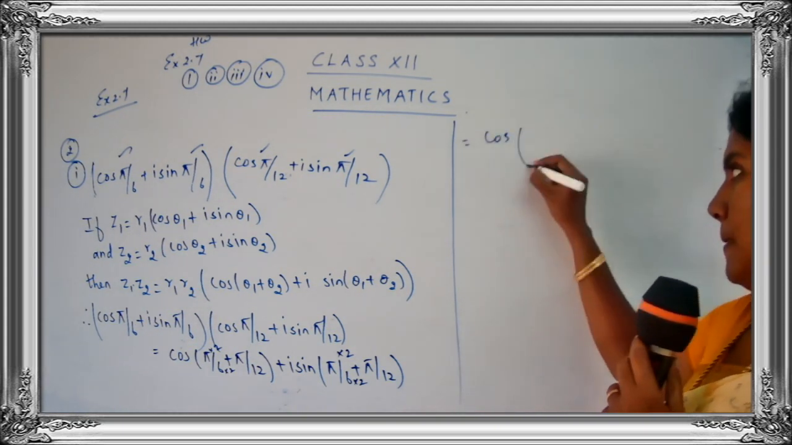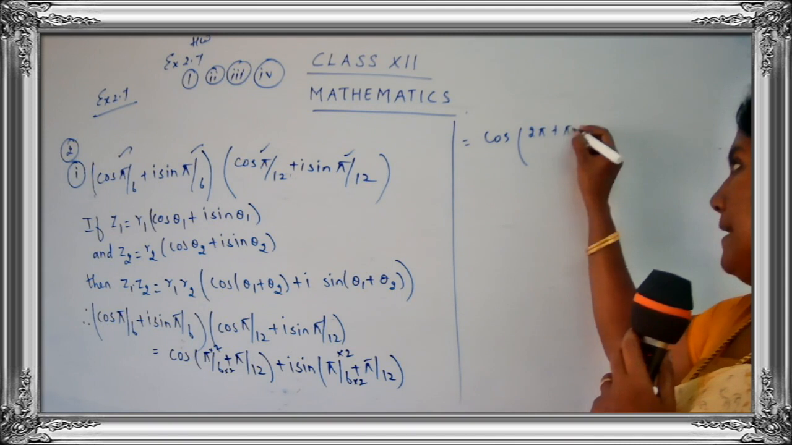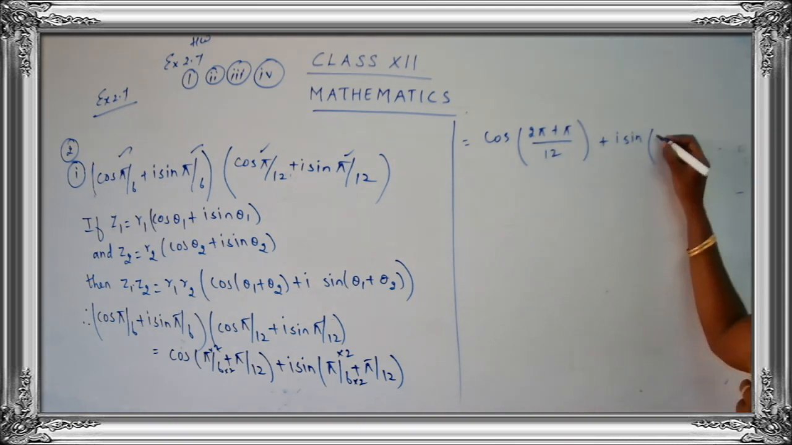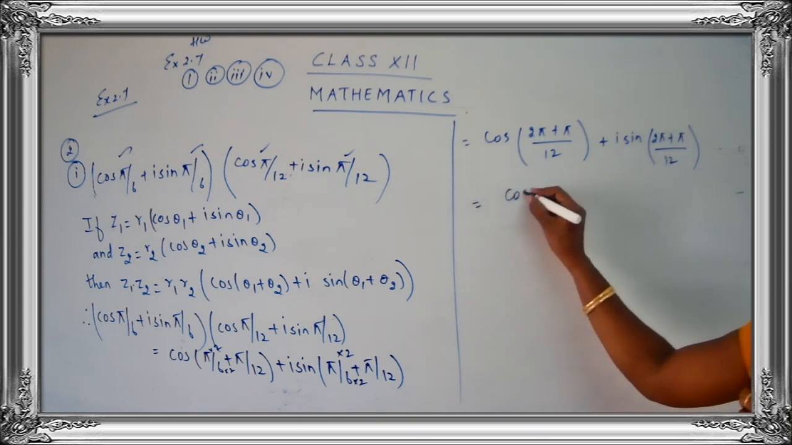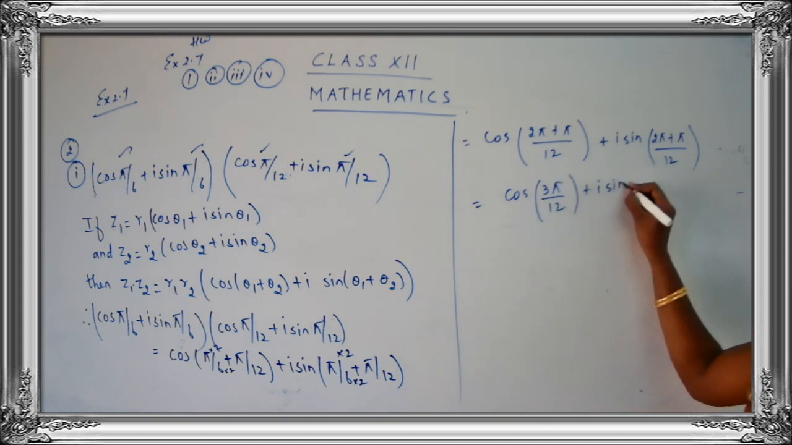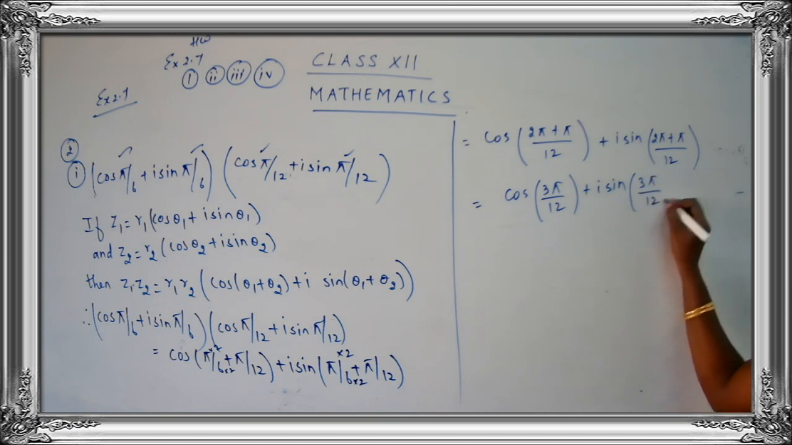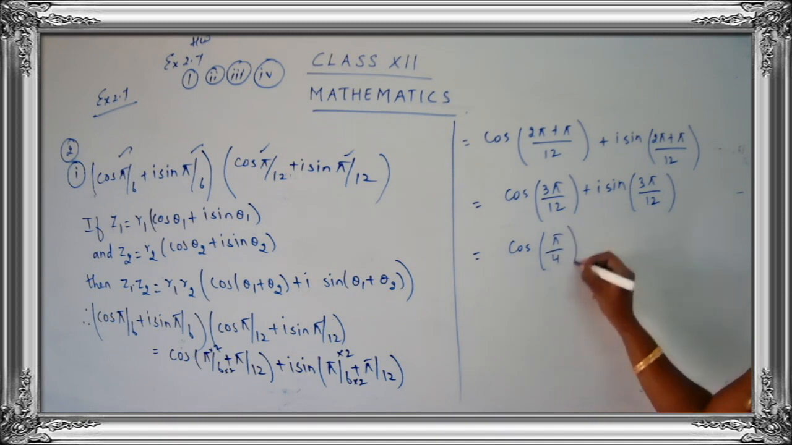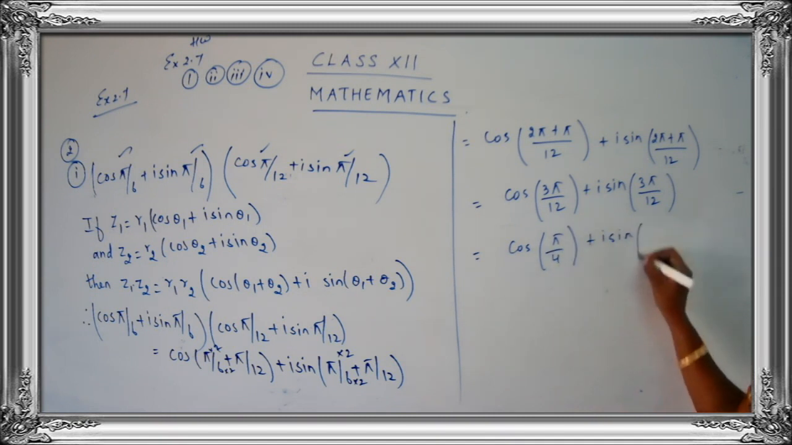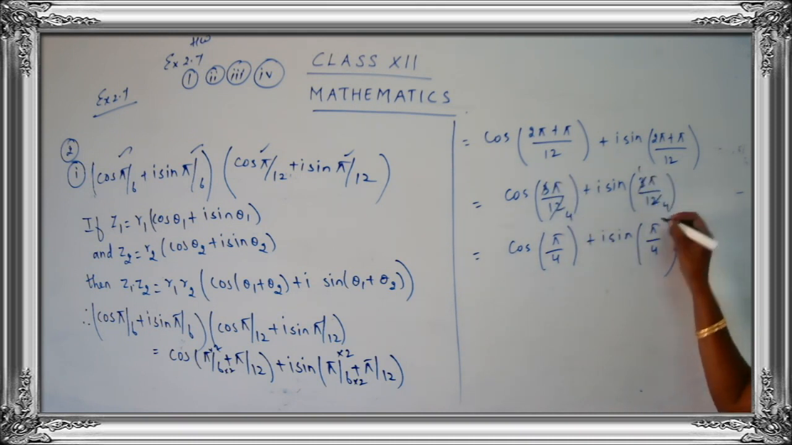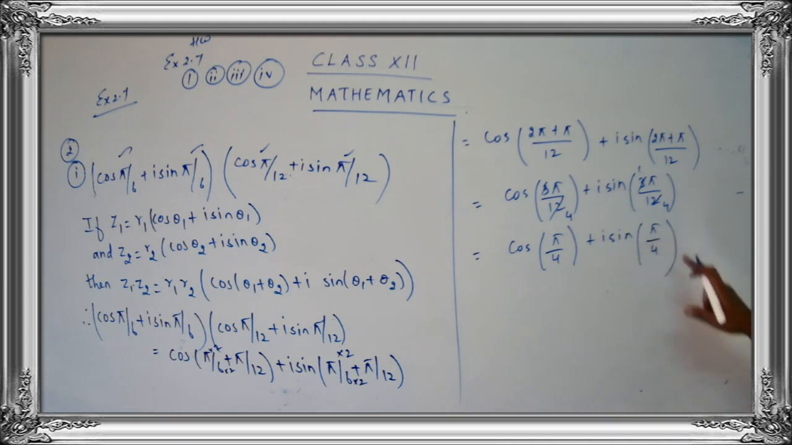Cos of 2 pi plus pi by 12 plus I sine 2 pi plus pi by 12. This is cos of 3 pi by 12 plus I sine 3 pi by 12. This is equal to cos pi by 4 plus I sine pi by 4. 3 ones are 3, 3 fours are 12. So cos of pi by 4 plus I sine pi by 4.